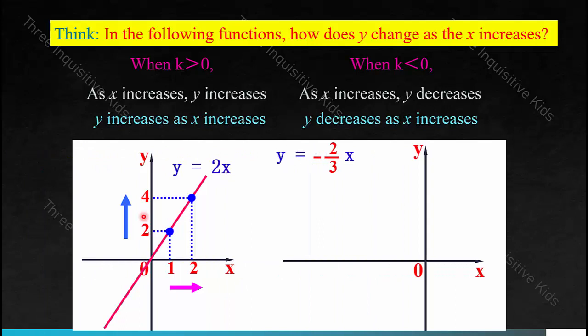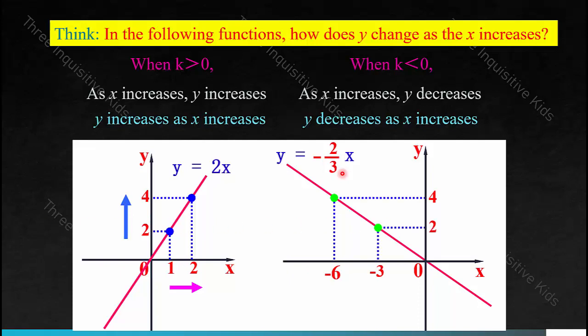But when k is less than 0, for example, when y is equal to negative 2/3 of x, it roughly looks like this. And you'll see as the value of x increases, so from negative 6 to negative 3, the value of y decreases from 4 to 2. So it's going smaller and smaller on both the y and x axis. Well, no, it's decreasing as its y value, but increasing in its x value.